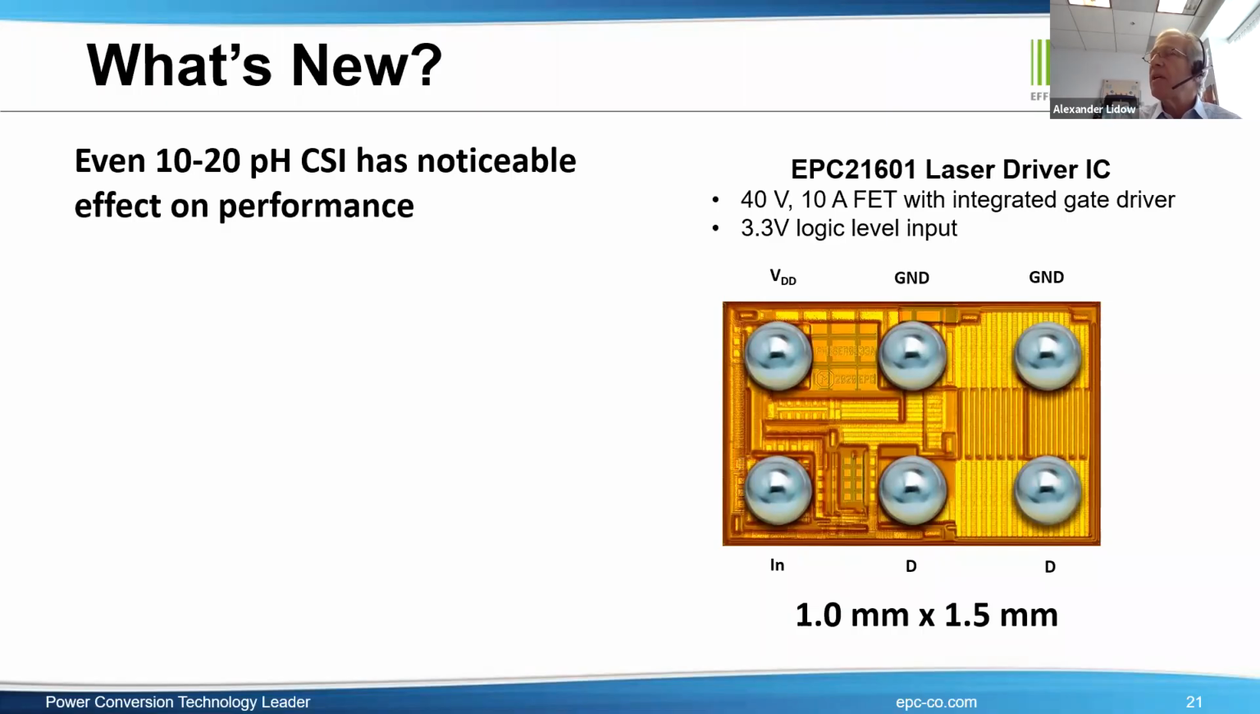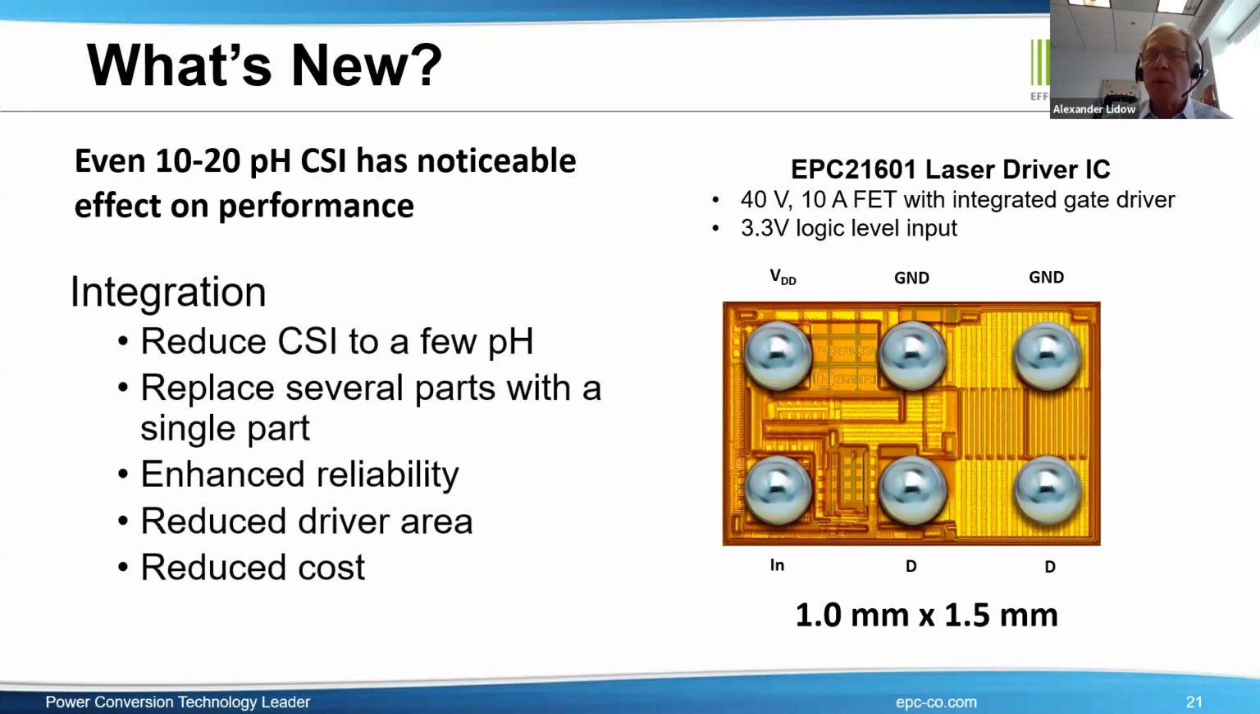So EPC, just yesterday, as a matter of fact, launched the 21601 laser driver IC, which includes the driver and the output transistor all on one chip. It's a 40 volt, 10 amp FET, and it has all the integrated gate driver that's good for 2.5 up to 5 volt logic level input, and it's teeny tiny, 1 millimeter by 1.5 millimeter, which is smaller than either the FET or the driver in prior generation systems. So with this integration, we've been able to get the common source inductance down to a single digit picohenries. I mean, really nothing. And so you no longer have that as a performance bottleneck.